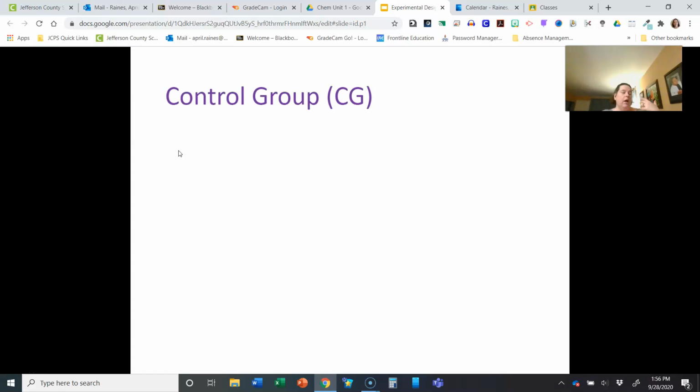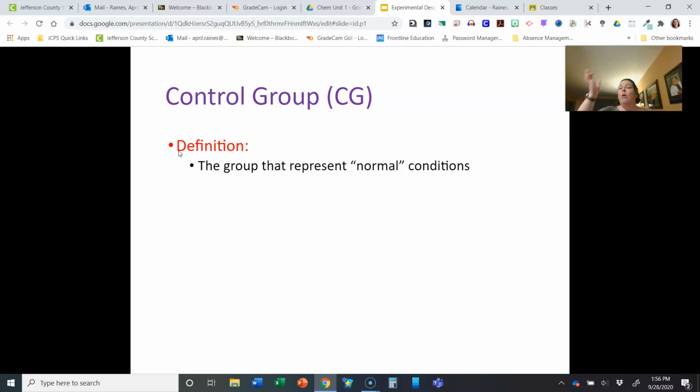Control group. This is one in chemistry that people get really confused about, because sometimes in chemistry there's not an obvious control group, because the definition says it represents normal conditions. A lot of times when we're talking biological systems, we can find normal conditions because we know what things grow in. We know the temperature they grow at. We know that it's under sunlight. We know that it's in soil or in dirt. If we change anything, that's not normal conditions.